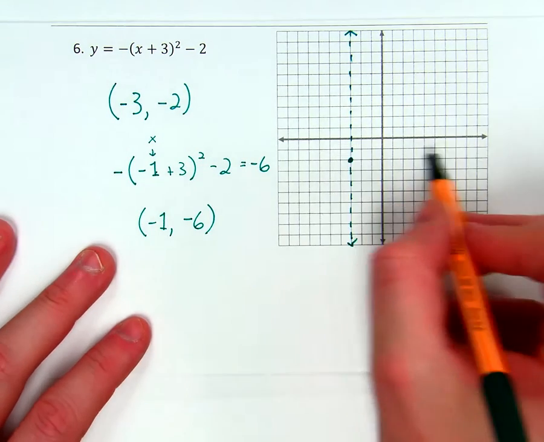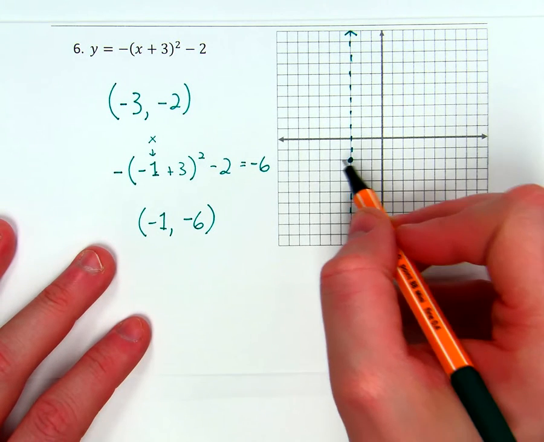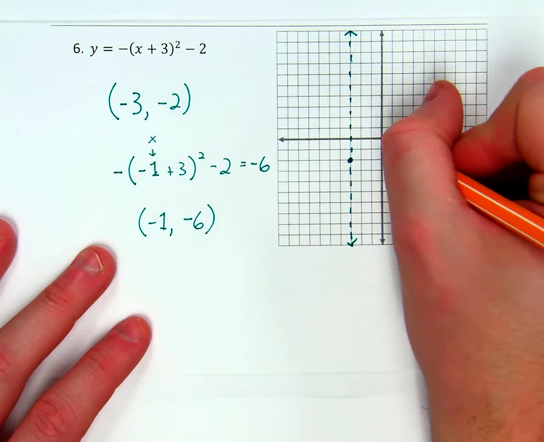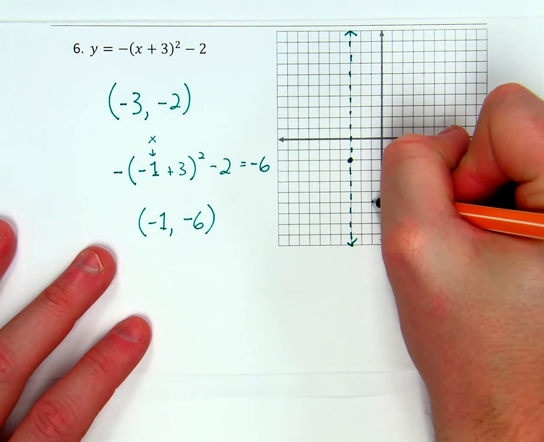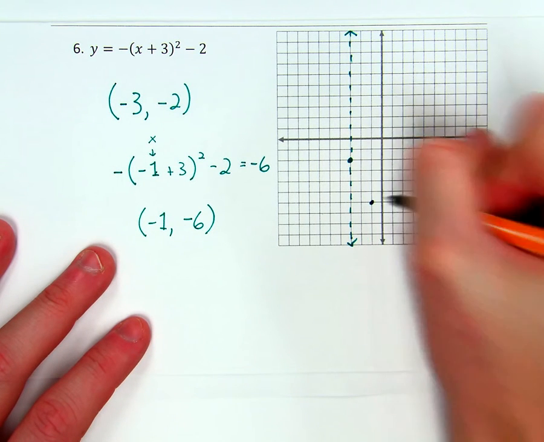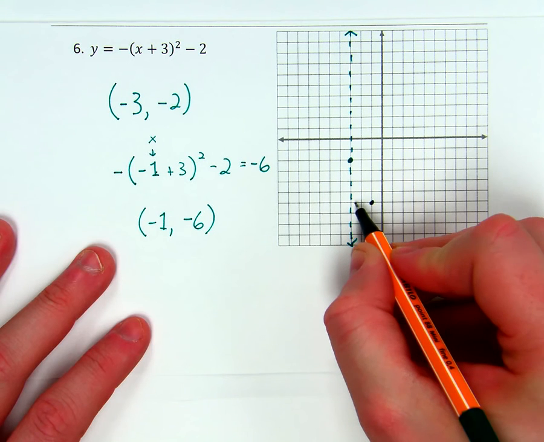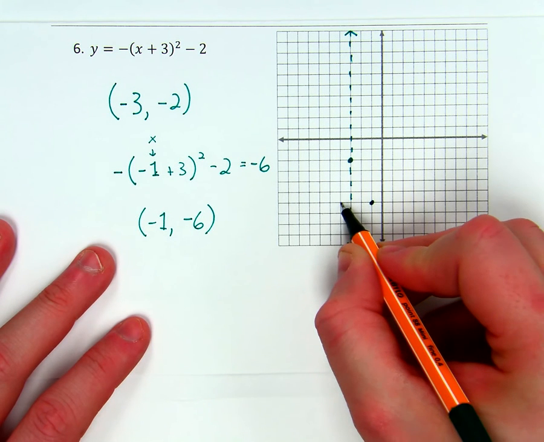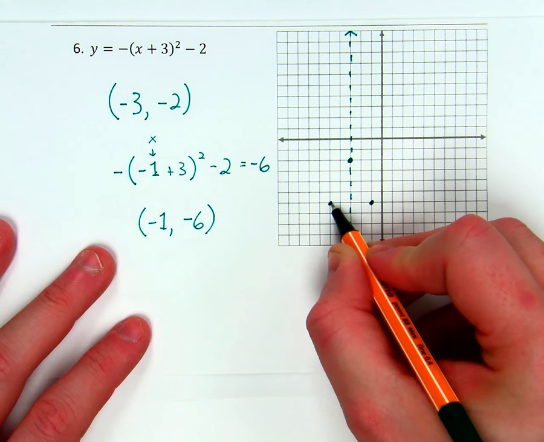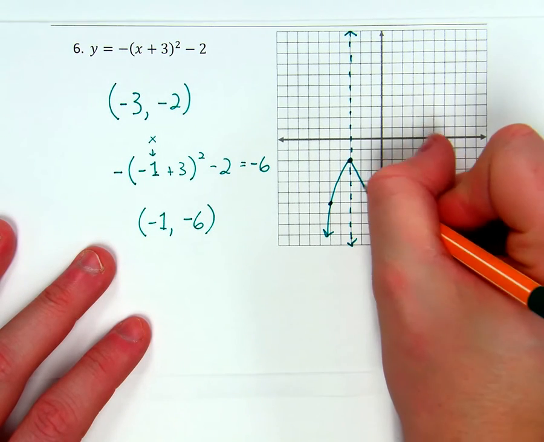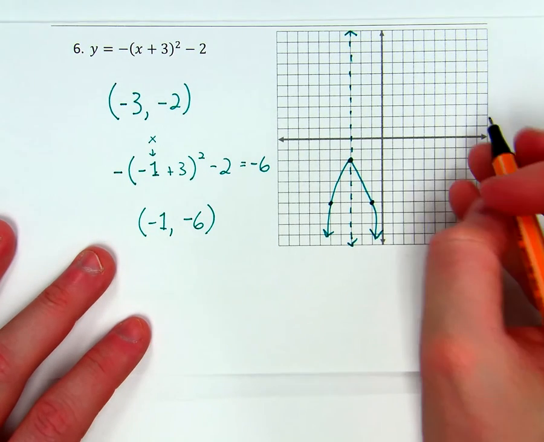You can choose any x value you want. I typically choose something that's close to the axis. The point (-1, -6) is down here, and I can also graph its reflection over the axis of symmetry. If it is 2 spots away from the axis, you go 2 spots past it and place your third dot. The quadratic is drawn through these dots.